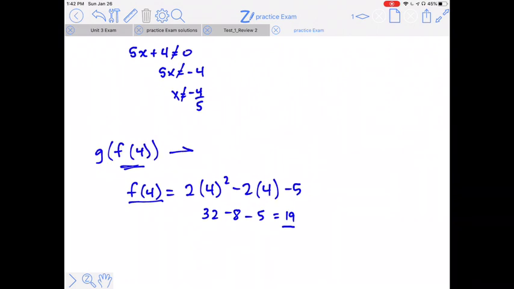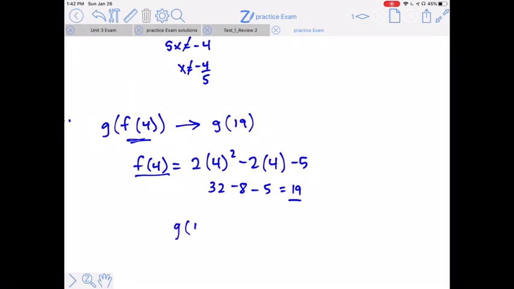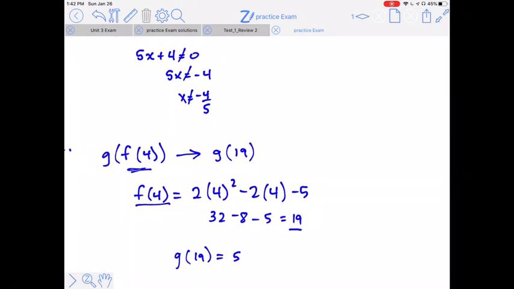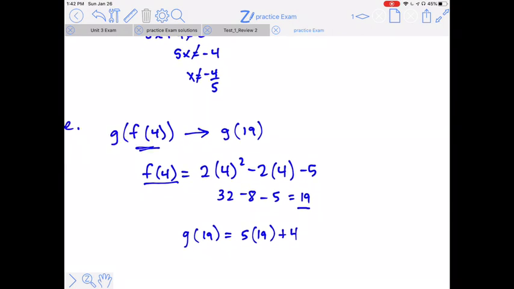So I can replace f of 4 inside there with 19. So now I'm finding g of 19. So the g function is 5x plus 4, so this is 5 times 19 plus 4, and 5 times 19 is 95 plus 4, that's 99.